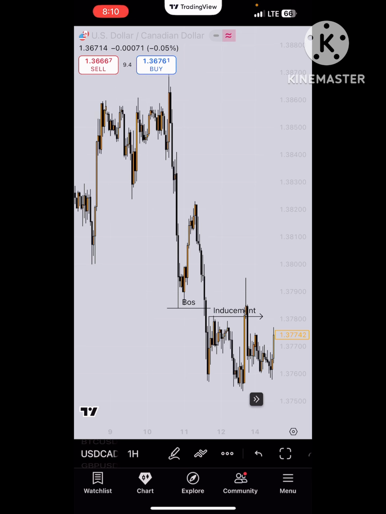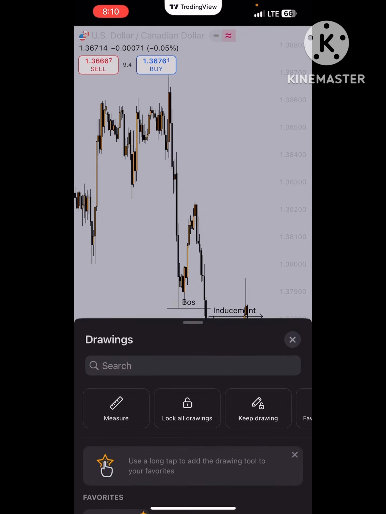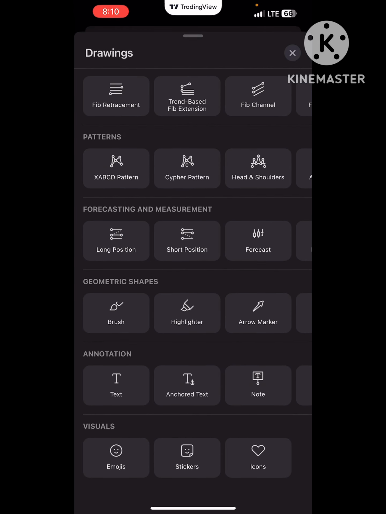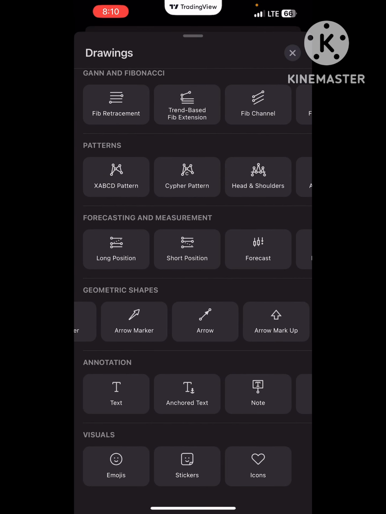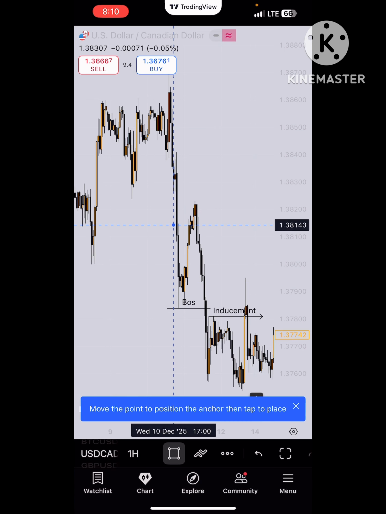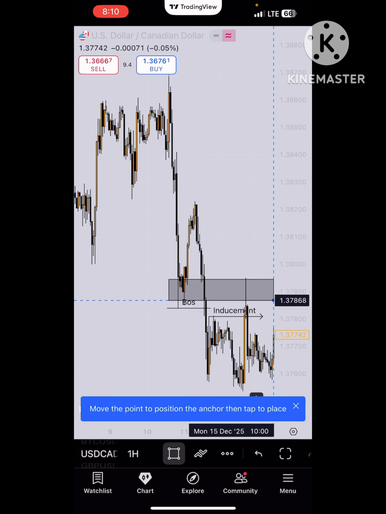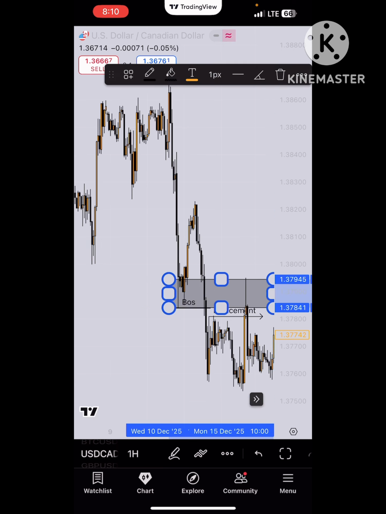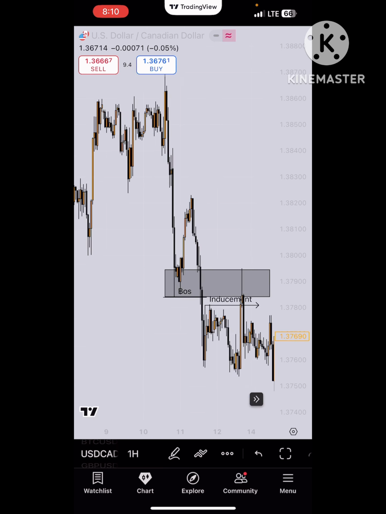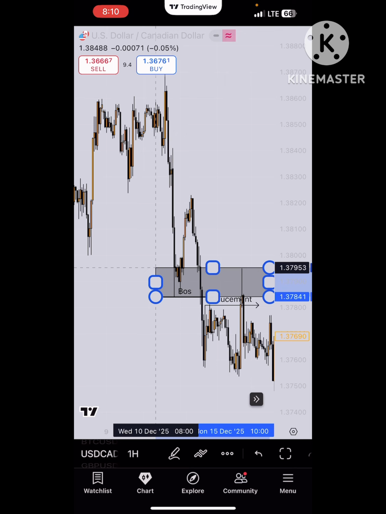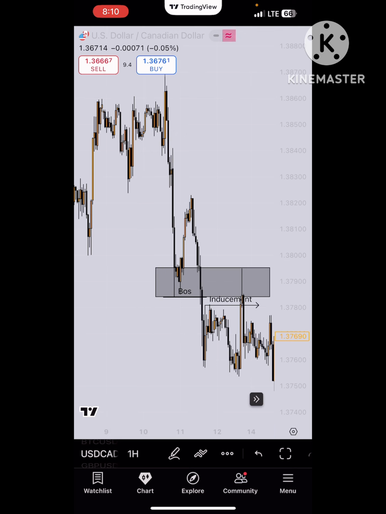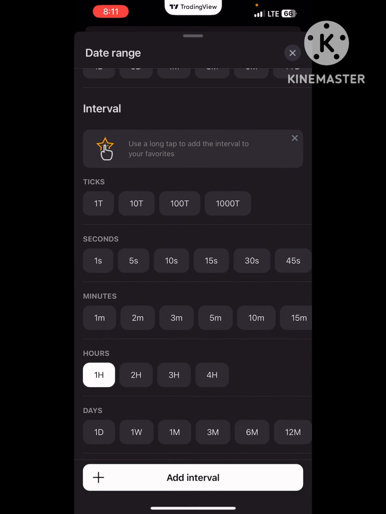So what's the next thing to do? In this case, we'll look for our entry at the demand zone. Which demand zone can we use? Obviously, this one right here. So as you can see, the best thing for us to do should have been to just go to the lower time frame and look for an entry, and that's what we're going to do right now. So let's go to the 5 minutes and look for an entry.